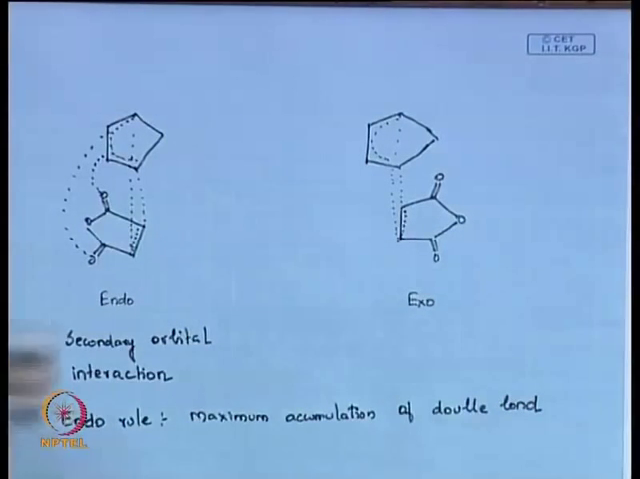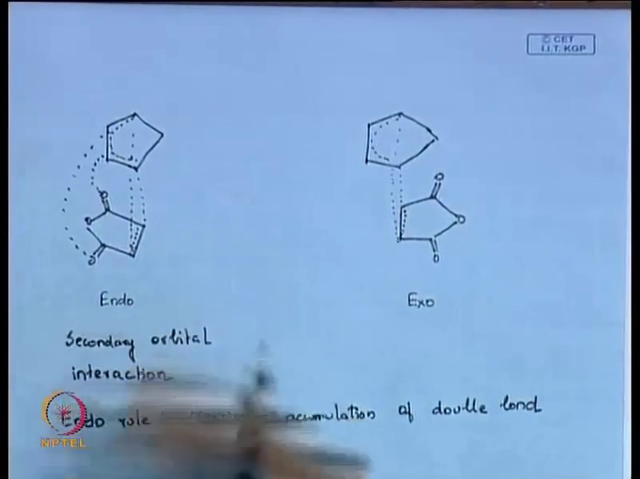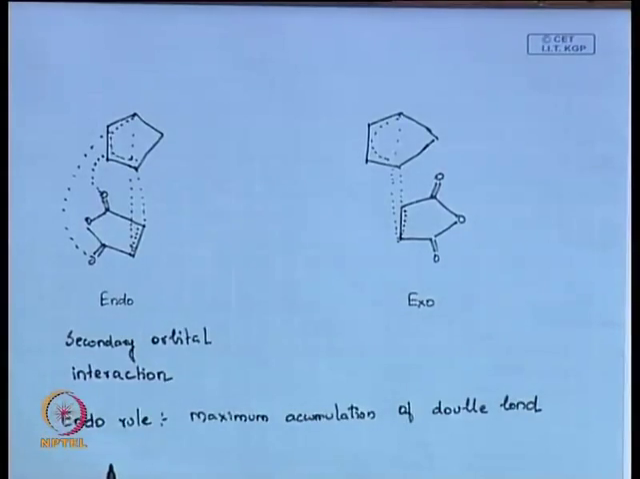So, you can view it in the case of secondary orbital interaction, or you can go with your endo rule, which says maximum accumulation of your double bonds on one side. That is what your exo endo selectivity is. When you come across two products like exo adduct as well as endo adduct, the endo adduct is much more selective because of the secondary orbital interaction and is governed by the endo rule. Clear?